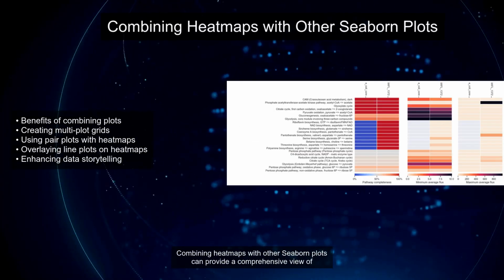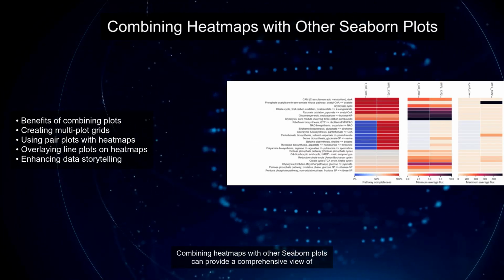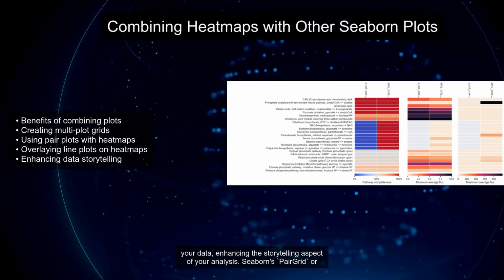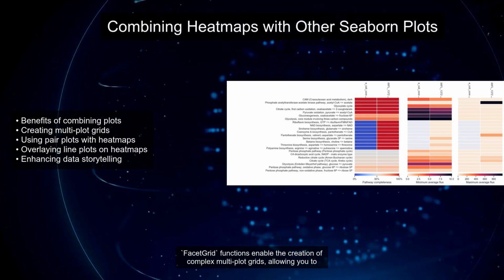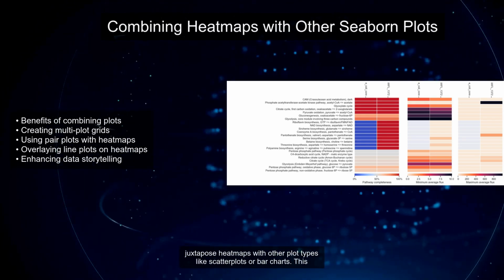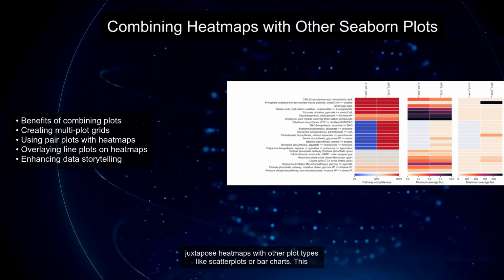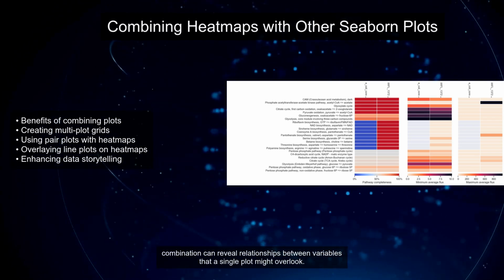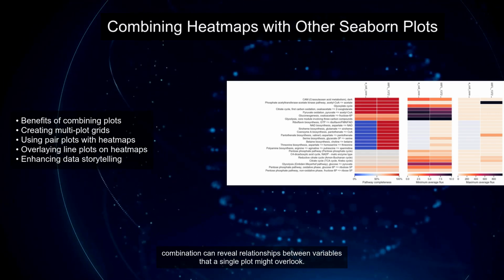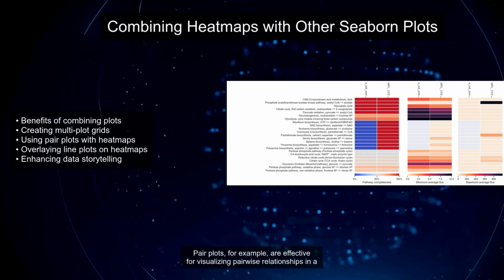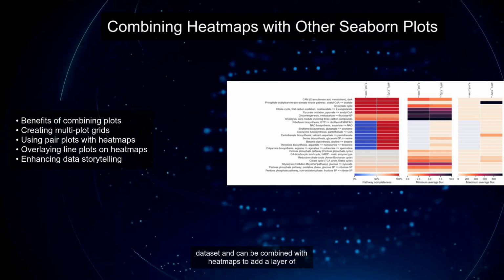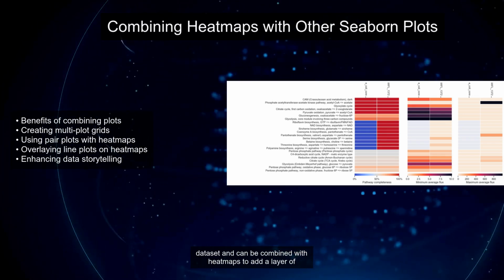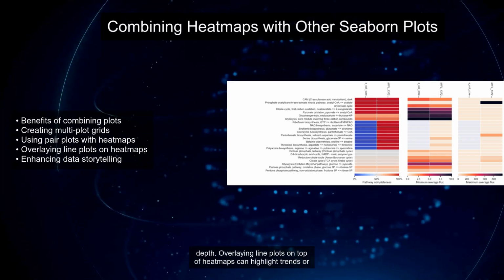Combining heat maps with other Seaborn plots can provide a comprehensive view of your data, enhancing the storytelling aspect of your analysis. Seaborn's pair grid or facet grid functions enable the creation of complex multi-plot grids, allowing you to juxtapose heat maps with other plot types like scatter plots or bar charts. This combination can reveal relationships between variables that a single plot might overlook. Pair plots, for example, are effective for visualizing pairwise relationships in a dataset and can be combined with heat maps to add a layer of depth.